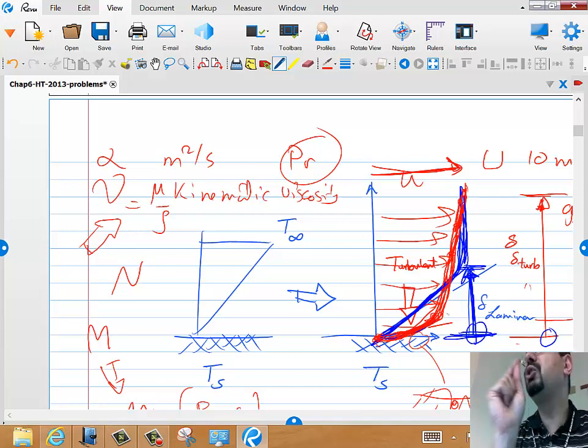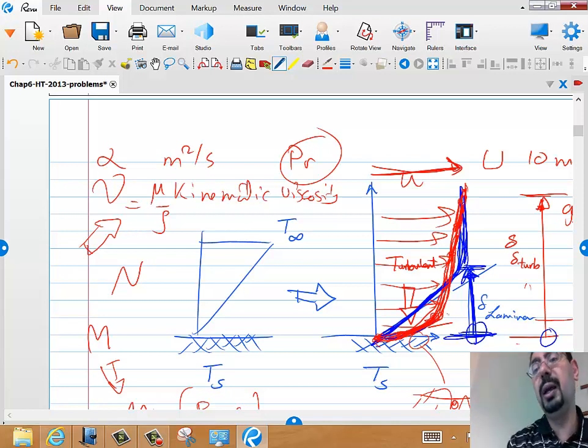All right? So we should expect the turbulent heat transfer to be higher than the laminar heat transfer rate. All right? Because it will bring the cold T infinity and put it very close near the wall. All right?